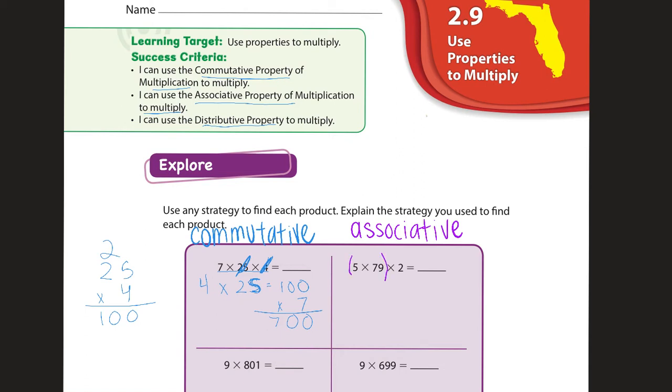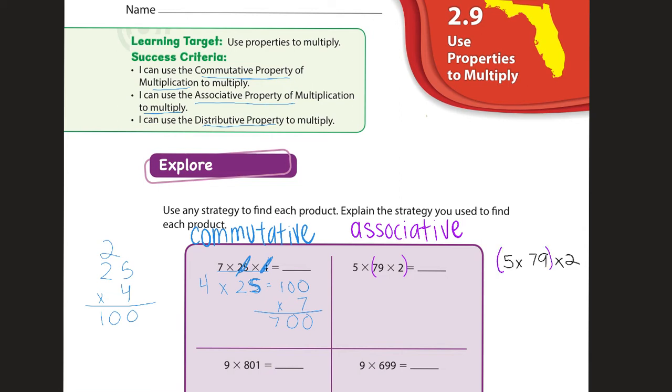So I can put parentheses here, and I know I have to do 5 times 79 first. Or I can say, let's do 79 times 2 first. And so the associative property is telling you that no matter how you group it, usually using parentheses, you will still come out with the same answer.